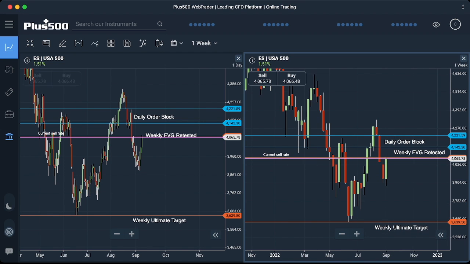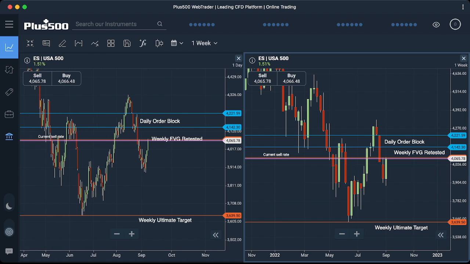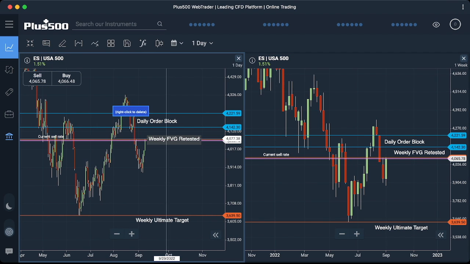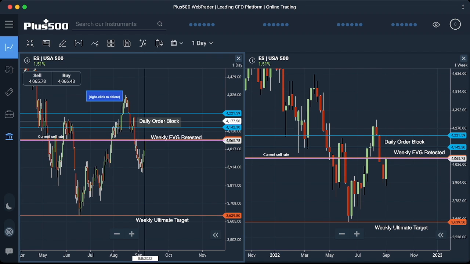But here on the daily chart, you can see that this week we may get a range to this daily order block to the upside by pushing to the downside and then going to the upside. So this can come down a little bit, retesting this fair value gap here on the daily, and then going upside, pushing to this daily order block.